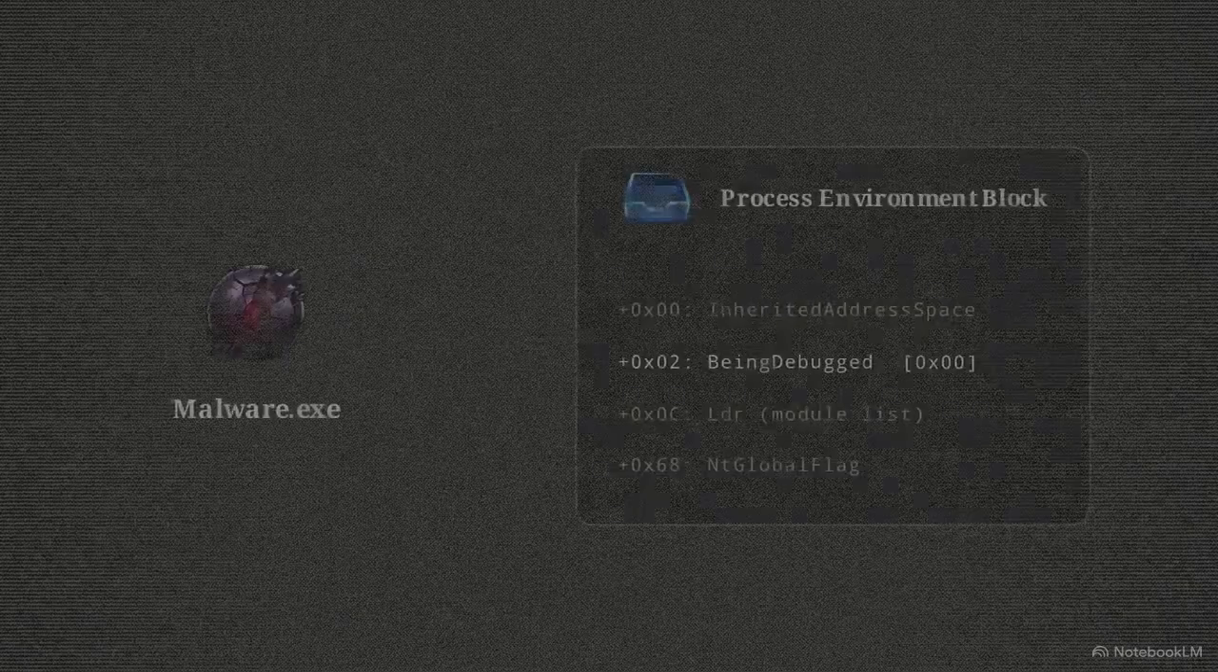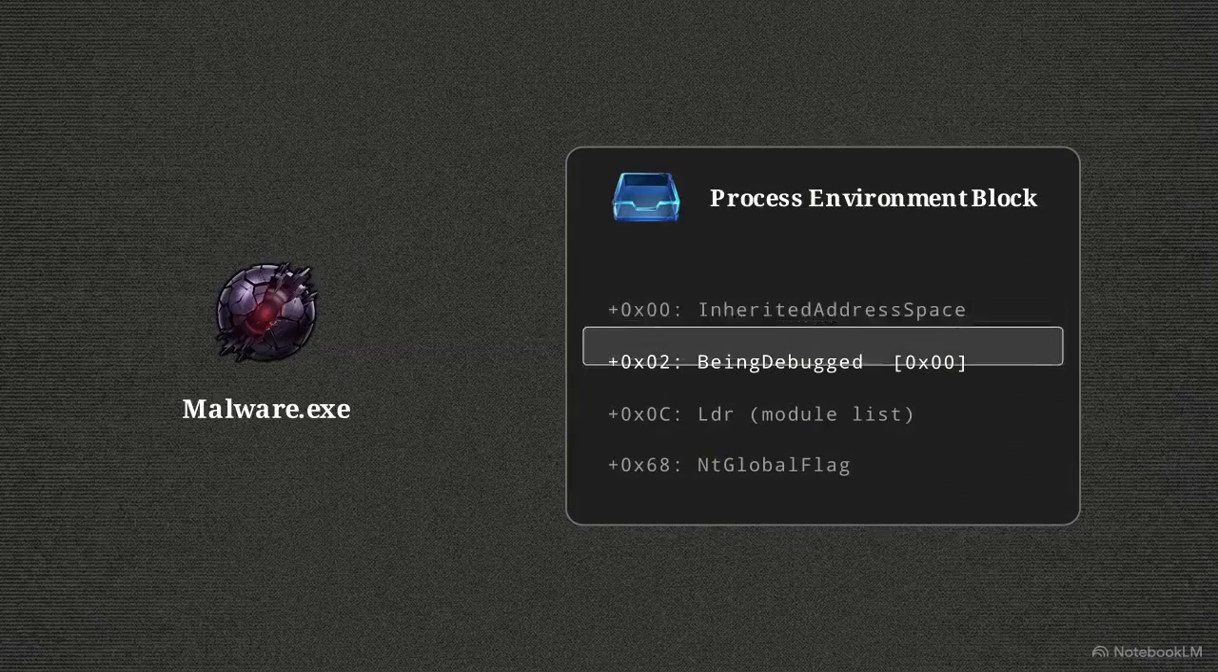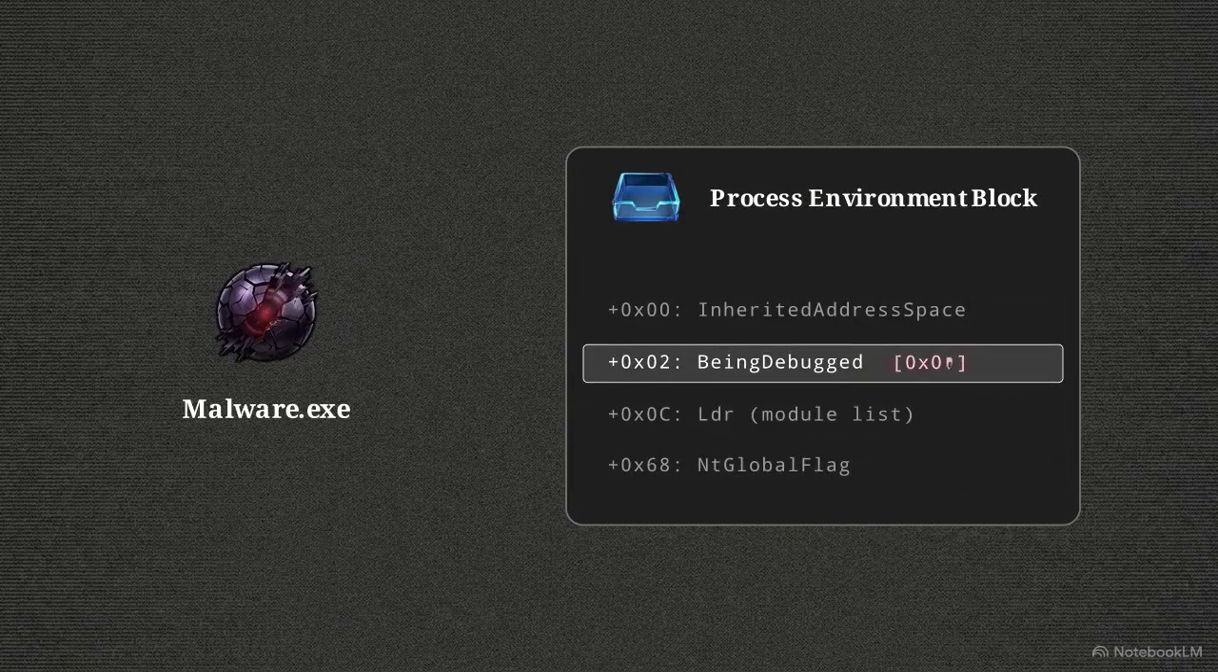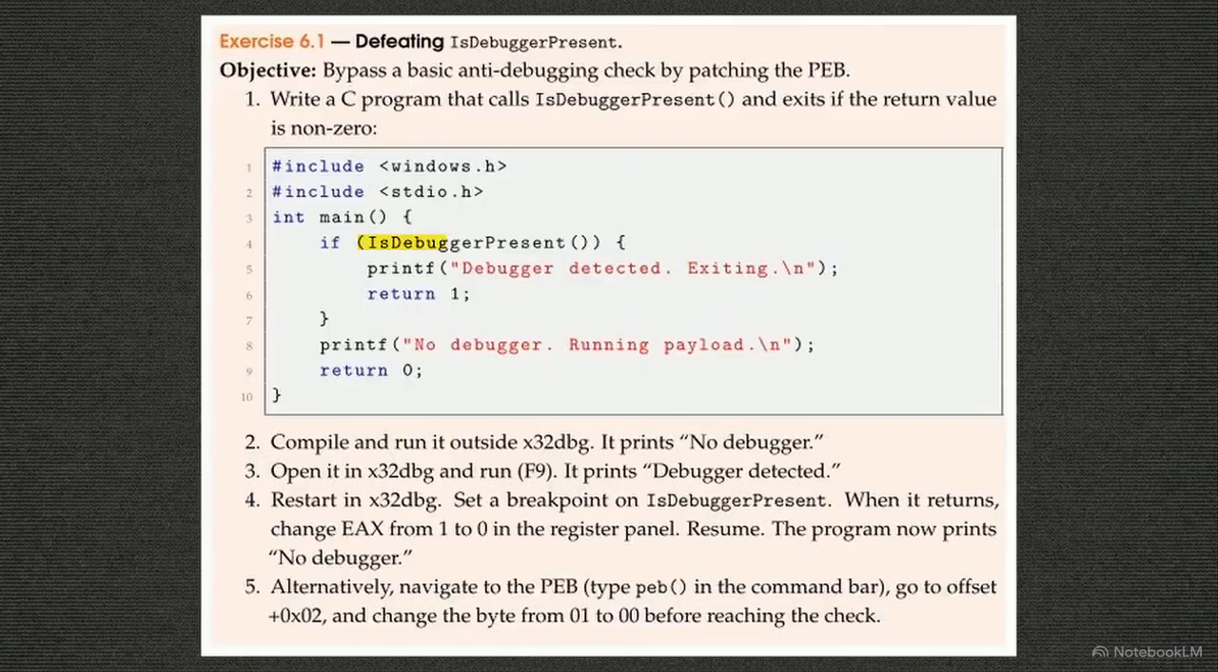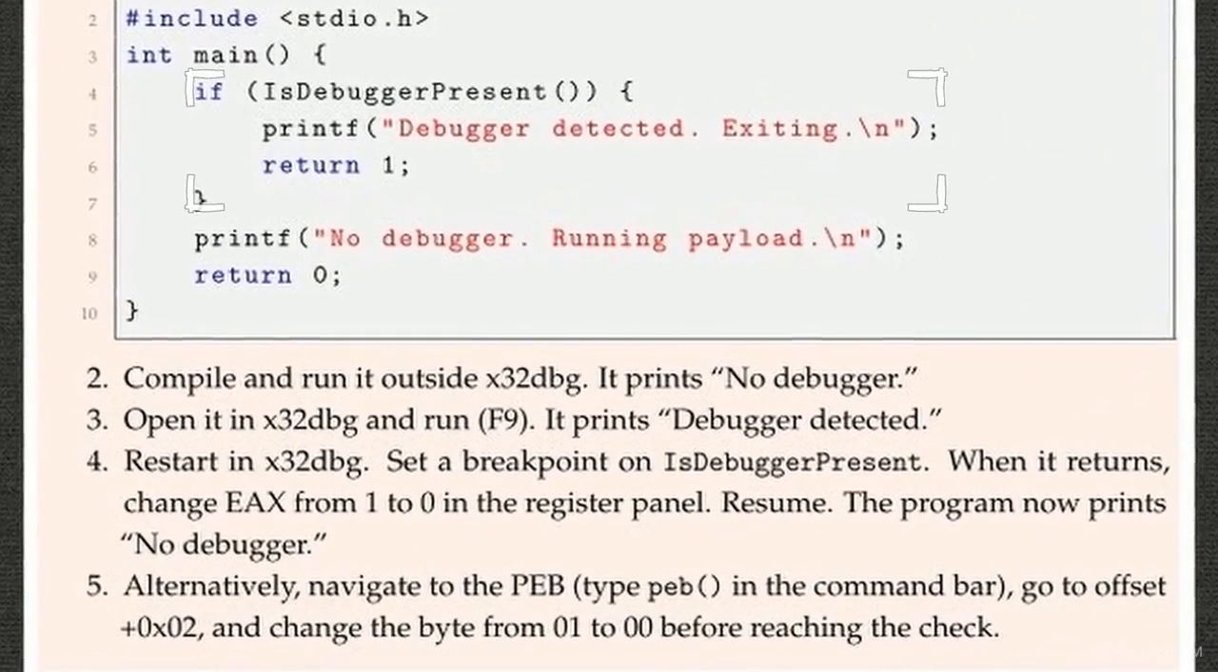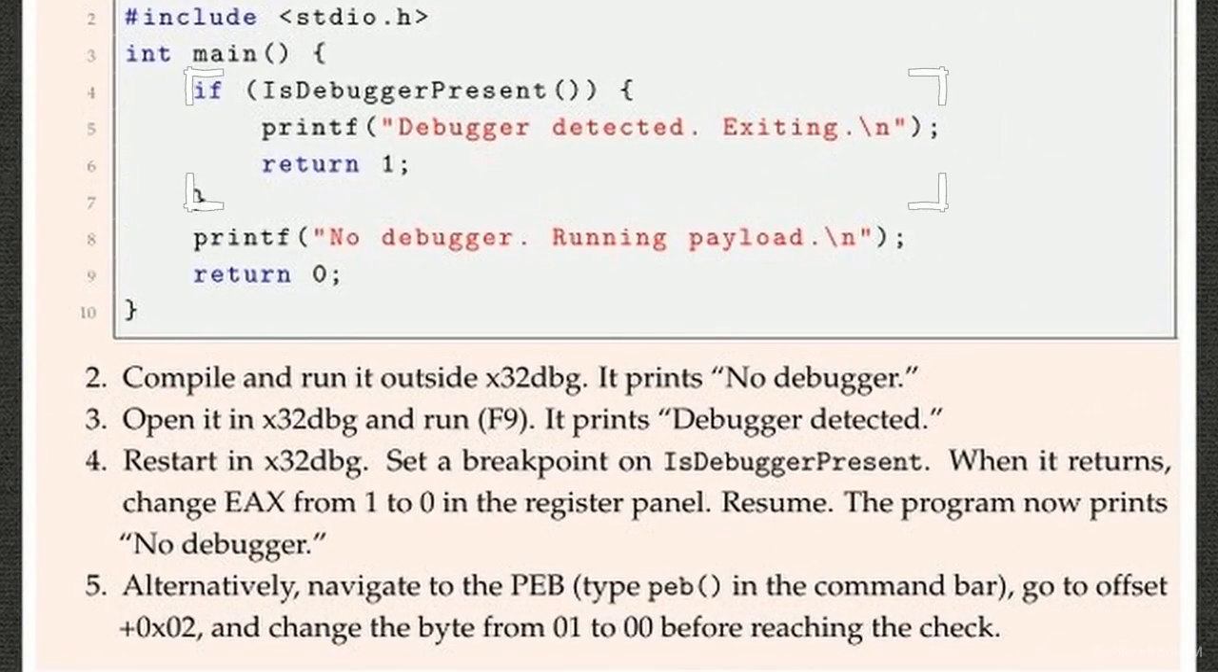The malware queries the process environment block, a user mode structure known as the PEB, searching for any attached debugging tools. As shown in this C implementation, the malware calls IsDebuggerPresent, reading the BeingDebugged flag at offset 0x02. If 1, it detects a debugger. To bypass this, the analyst manually sets the EAX register to 0, spoofing a clean environment.